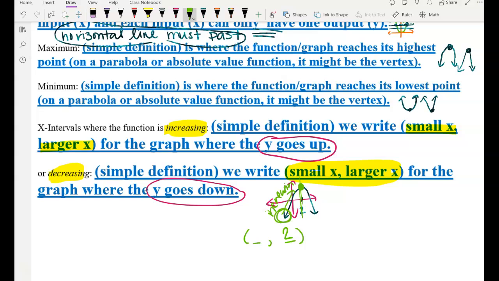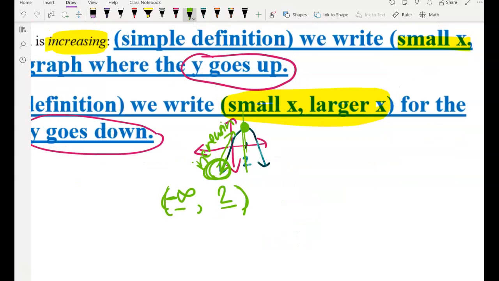Now, where does this end over here? Kind of like the domain. This arrow right here means it goes towards negative infinity. So it's increasing from negative infinity all the way to 2, and that's the x value. Now decreasing is when y goes down. Can you guys see that? Every time we take a step to the right, y is getting less and less and less. So the right side is decreasing because y is getting lower and lower.